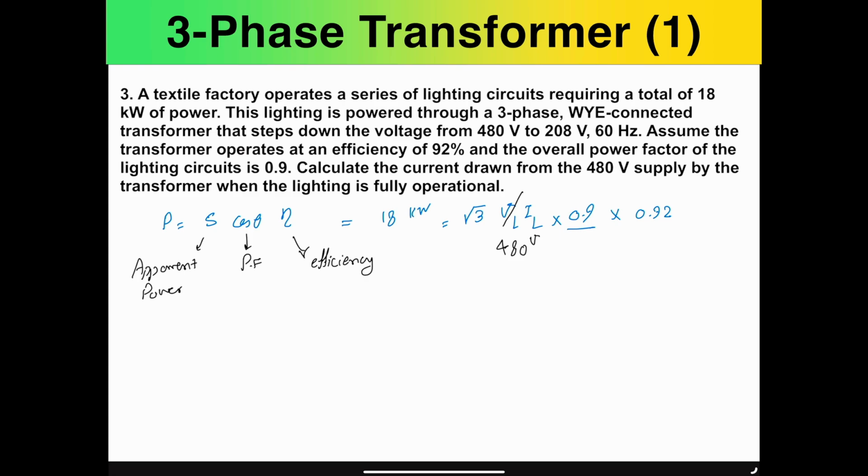So using this equation, now we can solve for IL because that's the current that the question is asking for. Let me simplify this a little bit. IL equals 18 kilowatts divided by square root of 3 times 480 times 0.9 times 0.92. If you simplify this, you get a number of around 26 amps. So that is the current driven by this transformer to provide that much power.